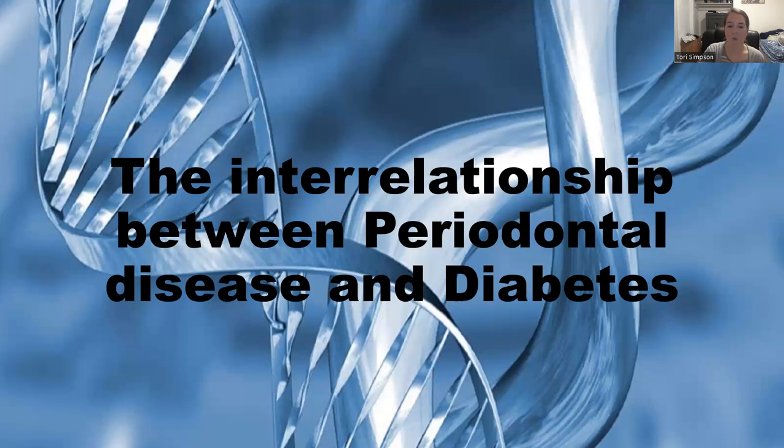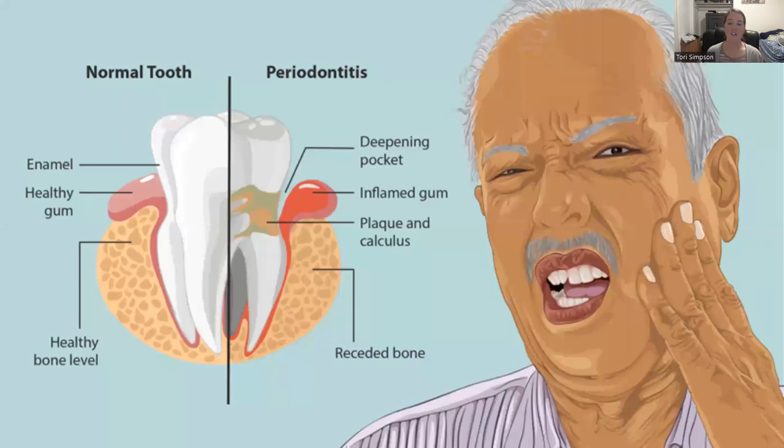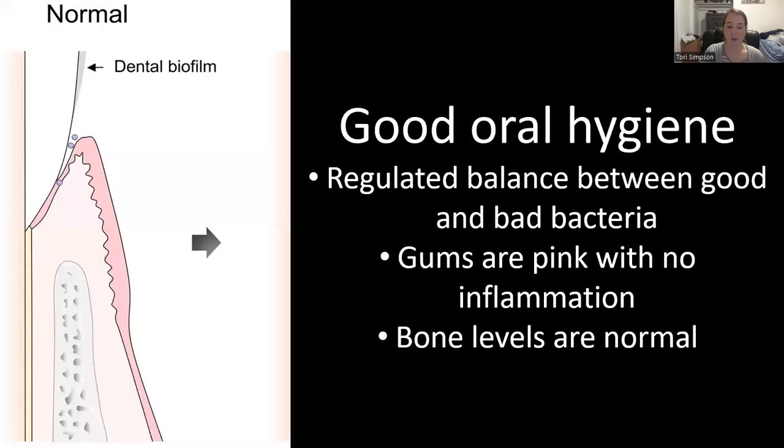Periodontal disease, or periodontitis, is a serious infection that causes inflammation and destruction to the structures surrounding the teeth. It is a progressive infection that begins with poor oral hygiene. Now, when good oral hygiene is practiced, the results include a regulated balance between good and bad bacteria, healthy gums that are pink and without inflammation, and tooth stability due to good bone levels.